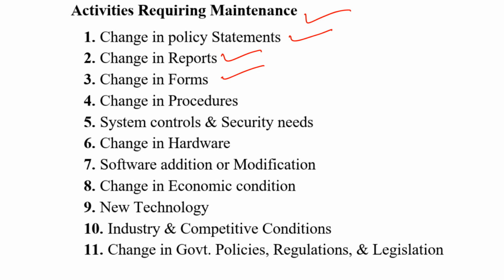Then change in forms. For the proper maintenance of the system, there must be change in forms of reports of maintenance of the system. The change in forms is done with the change in environment of the organization, so that the new form should not be contrary to the existing forms. So frequently you will be changing forms so that there will be no repetition of mistakes.